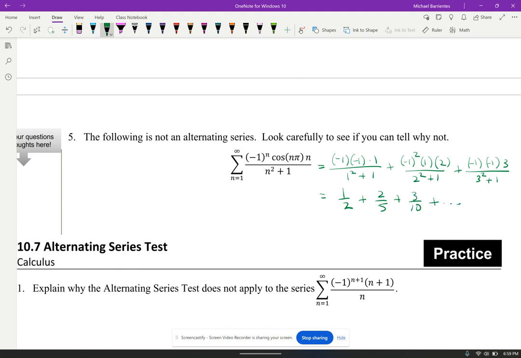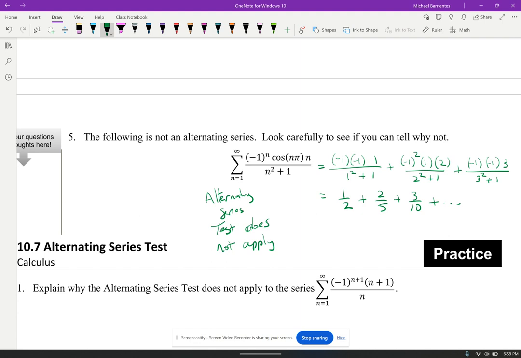Is this an alternating series? No. So the alternating series test does not apply. I can't even start to take the limit to see if it equals 0 because it doesn't even work. This is not that type of series. It does not apply. So then I would have to find another way. What is that other way? I don't know.